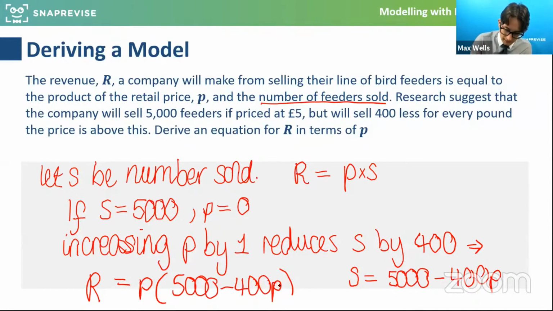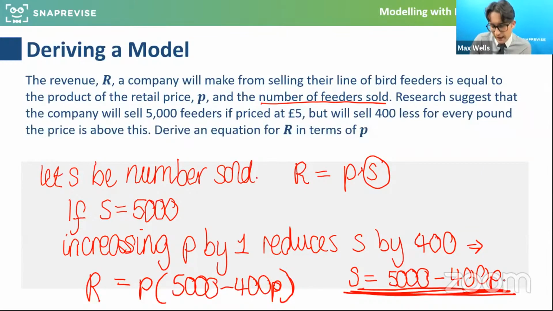Because what I'm doing is replacing S with this. So the relationship of S is the amount that you sell: it will basically be 5,000, but every amount you increase the price by £1, you sell 400 less. So that's how S is working. The number sold is based on this relationship, and that will be times by P.